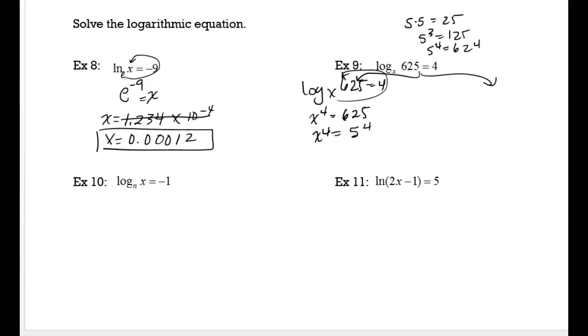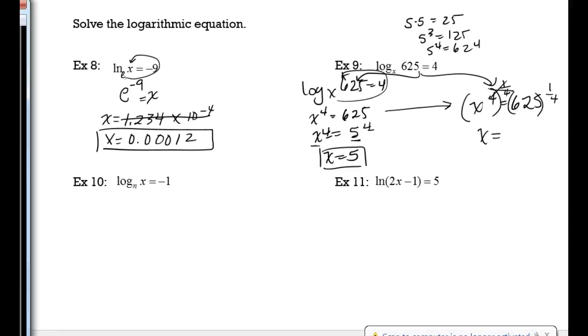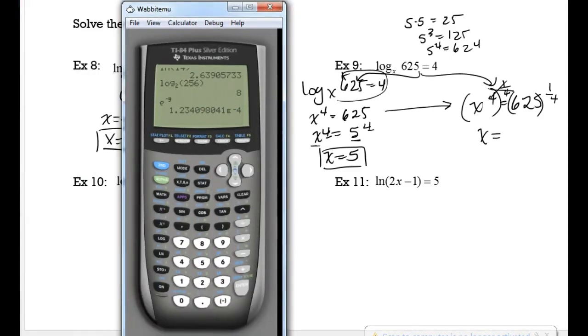Now notice my bases are not the same, but my exponents are. So that means the bases are equal. So x is equal to 5. There's one way to solve this. Another way to solve this from this step right here is to take the reciprocal power. So to get rid of x to the 4th, I would need to raise it to the 1/4 power. And what I do to one side, I have to do to the other. So this cancels out, and x is what's left. And so this is asking me here to do the 4th root of 625. Well, in my calculator, here's what I would do.